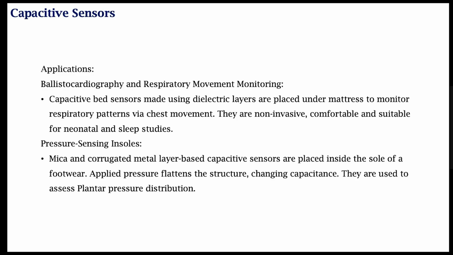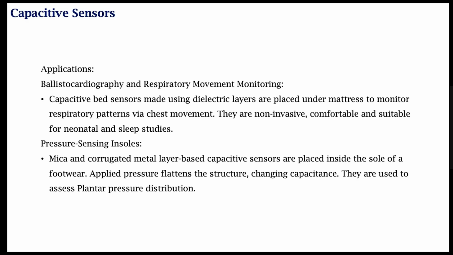Now, you can use, for example, in such a pressure sensing insole, mica and corrugated metal layer based capacitive sensors. Not just a diabetic footwear. This can also be used in sports, for example. Applied pressure essentially is a function of whether the person's foot is on the ground or in the air. You can use this to study gait, for example. There are many different differences.